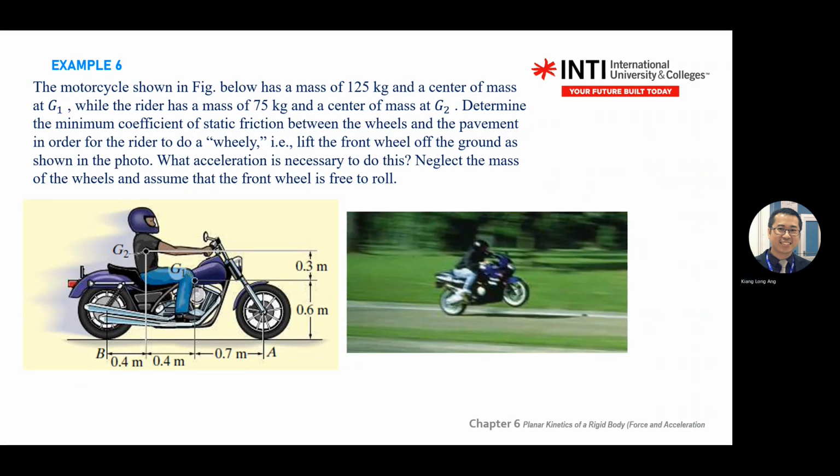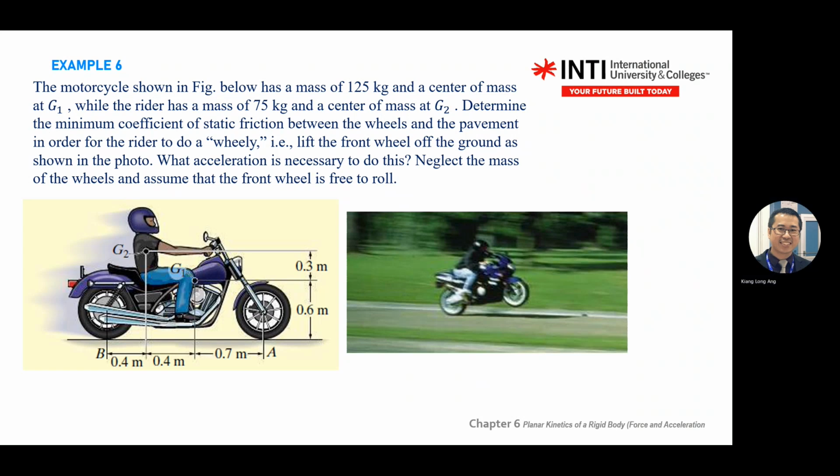Rigid body. There's a motorbike that's given so and so, and if you look at the diagram, you already know this is a chapter 6 question with the center of mass G there. We have two centers of mass. If you read the question, the motorbike has a mass of 125 kg at center of mass G1. The rider has 75 kilograms at center of mass G2. You will see this in your coming Test 2 and also your final exam. You have two centers of mass.